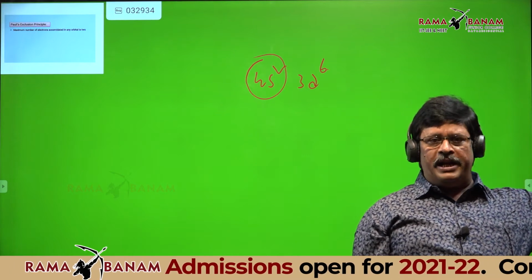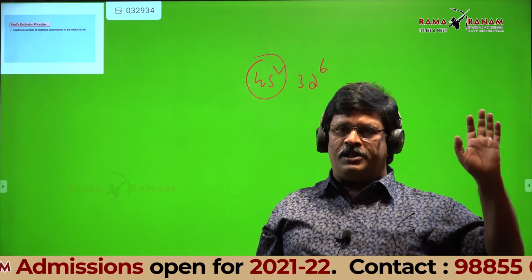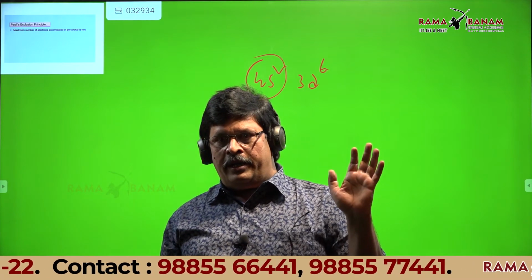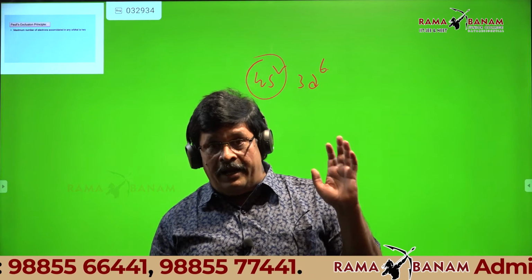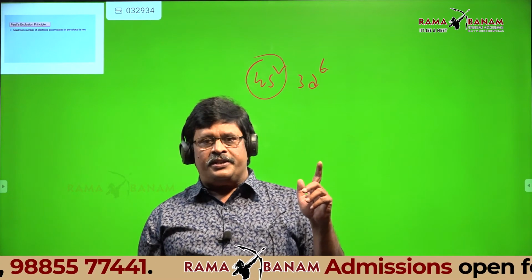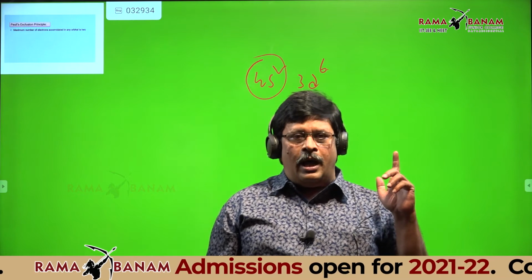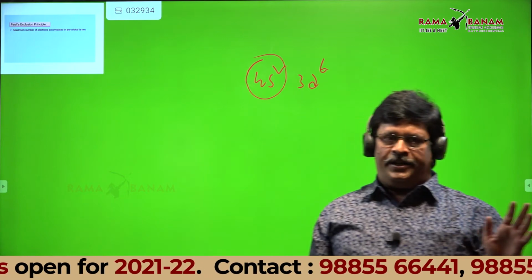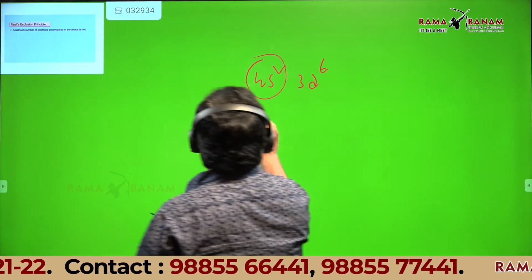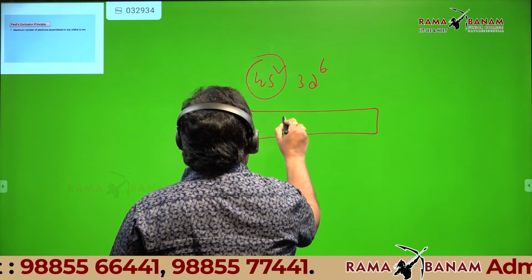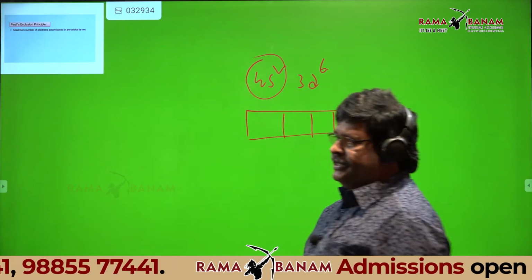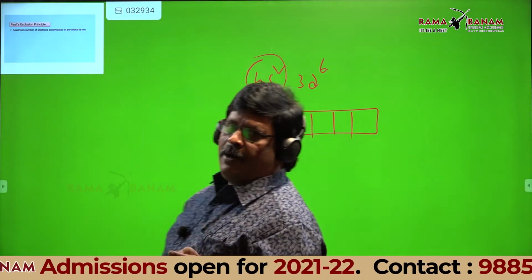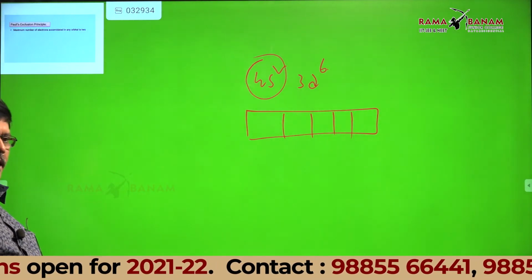Can anyone tell how many orbitals are present in d subshell? Five. My question, listen to me students: how many orbitals can be in d subshell? That's my point. Five. We have to follow Hund's rule, because all these 5 orbitals are degenerate, you should follow Hund's rule.